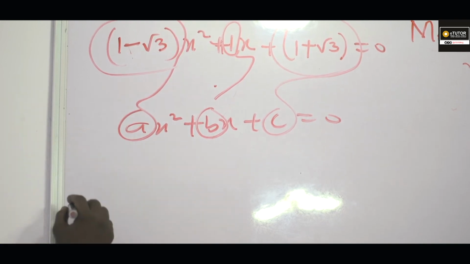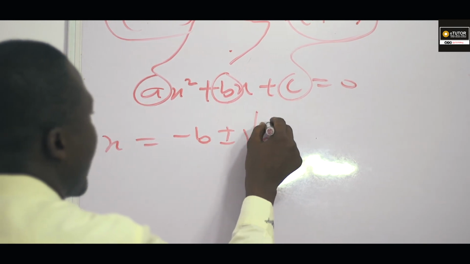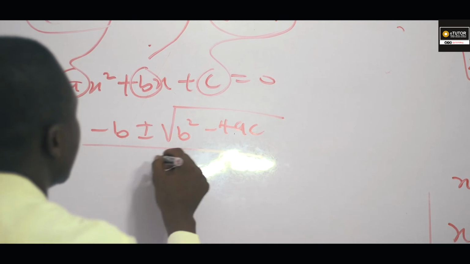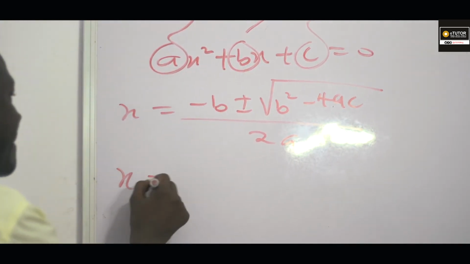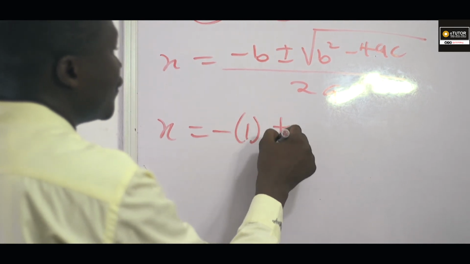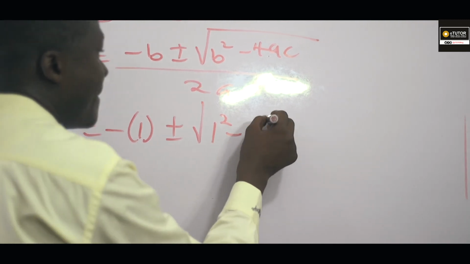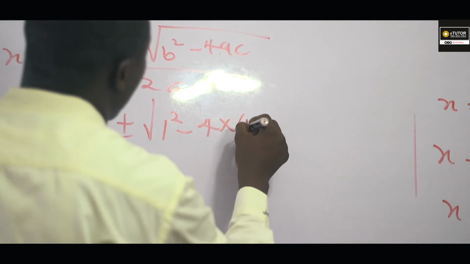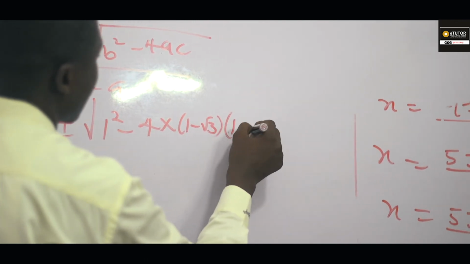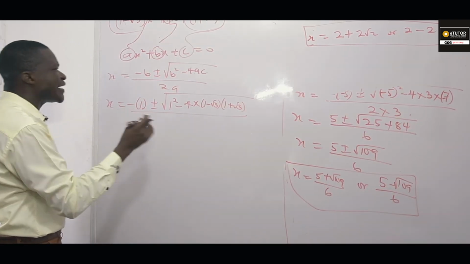So we apply the formula method that says x equals minus b plus or minus the square root of b squared minus 4ac, all over 2a. So let's go, everybody. What's our b? Our b is 1. And our b again is 1. Minus 4. What is our a? 1 minus root 3. What is our c? 1 plus root 3. This is just an applied question, checking whether you know the foundation.